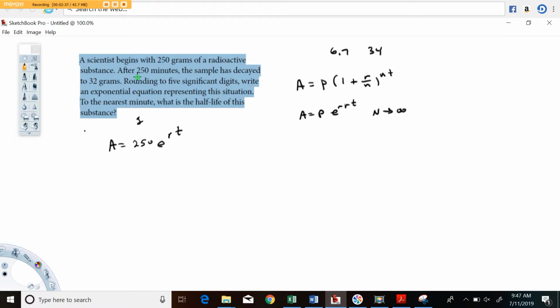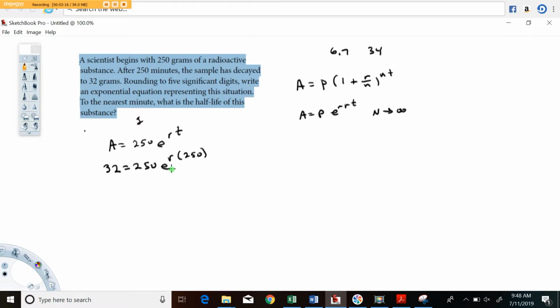Now, what we do know is that after 250 minutes, we have 32 grams. So in this example, that means if t is 250, A is 32. I'm going to go ahead and put that in there. 32 equals 250 e to the r times 250 minutes. Whoops, a little weird. Well, they're both 250. That's okay. I would not have made those the same if I made up this example. This is just a coincidence. We're starting with 250 grams, and then after 250 minutes; generally these will be different numbers.